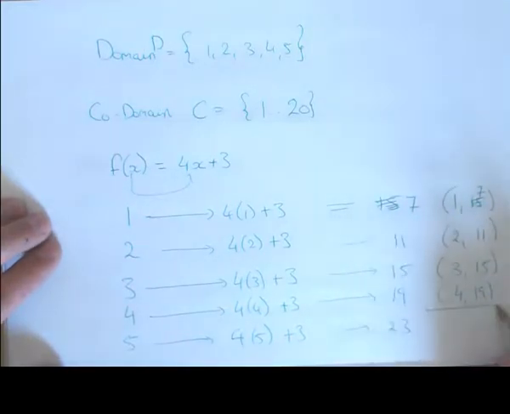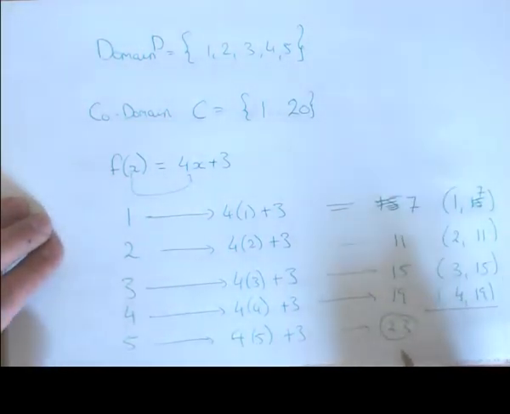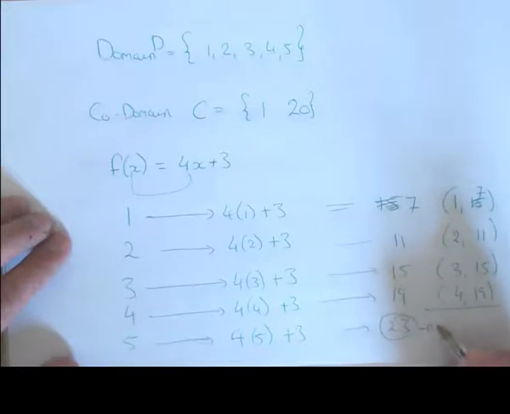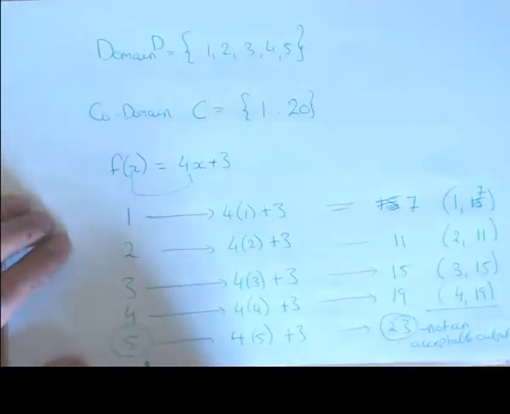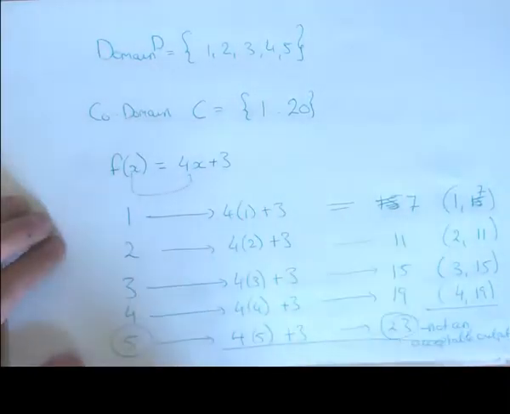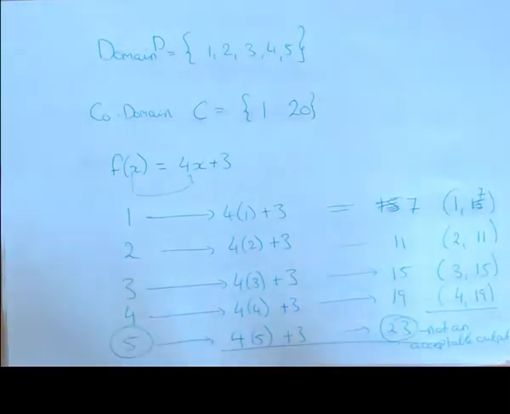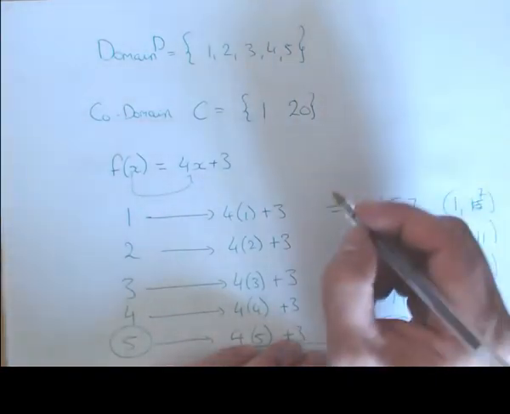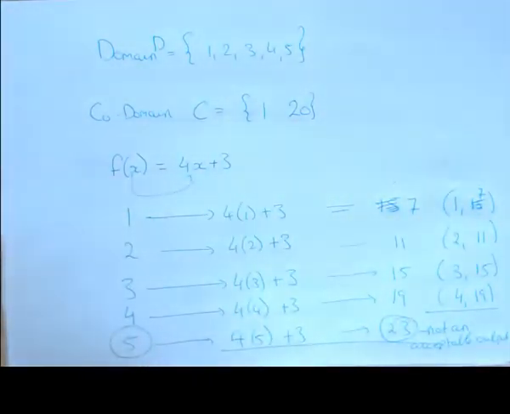But we're not going to write the couple because this is not in our codomain. It's not an acceptable output. It's beyond the range. This is like you're trying to dial the dial too far, but you can't go there. Okay, so it's not an acceptable output, so we don't consider it. And this is our list of couples: 1, 7, 2, 11, 3, 15, and 4, 19.